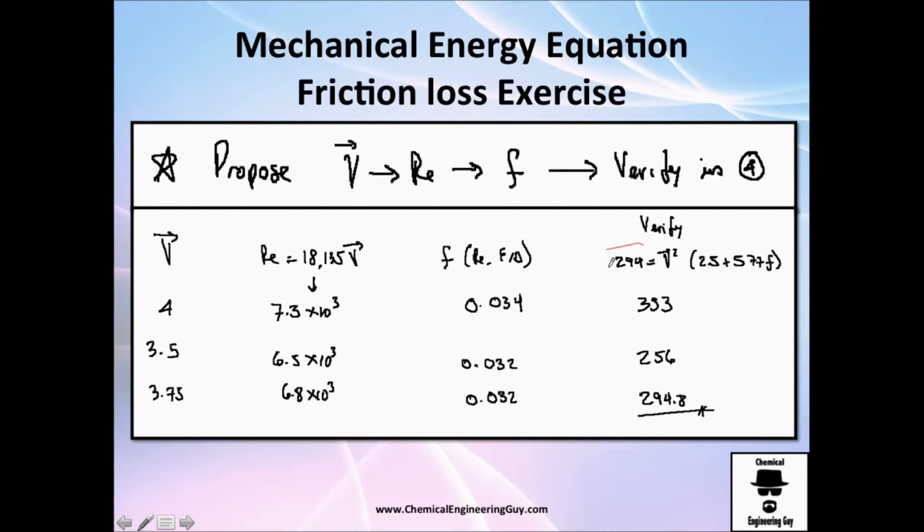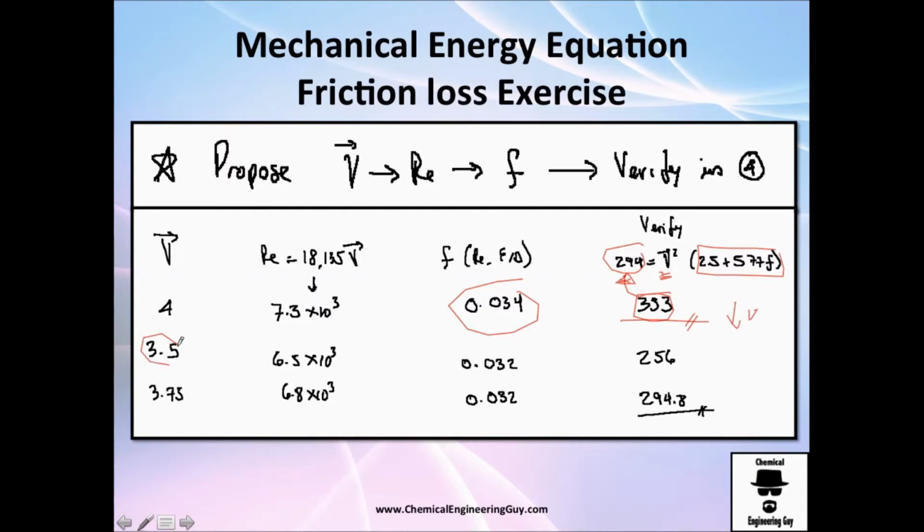So I got 294 and I got this right here. And what I see is that if I solve for this velocity given this friction factor, I got 353, which is not the same as this 294. So I have to propose a little bit less velocity.